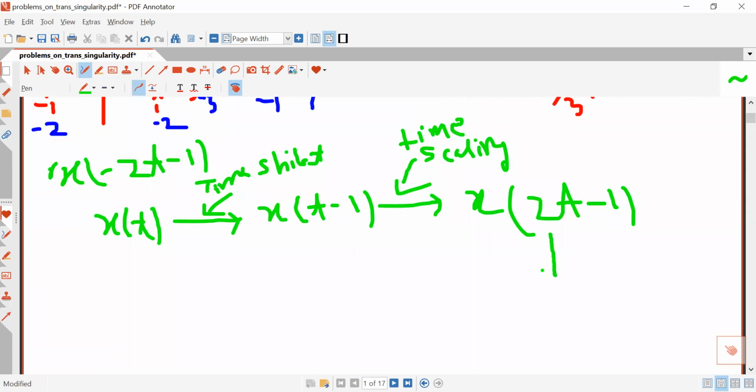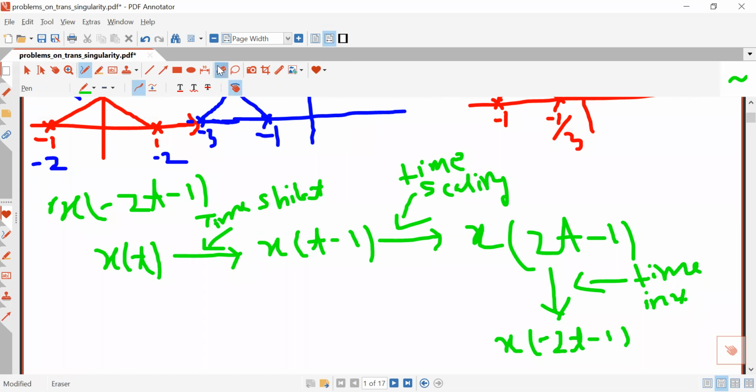And now finally, you can use the transformation time inversion, or folding. You will have to replace t with -t, so 2t becomes -2t-1. This is time inversion. So this is a very important problem in which you are analyzing all three transformations: time shifting, time scaling, and time inversion or folding. So how will you get the signal?